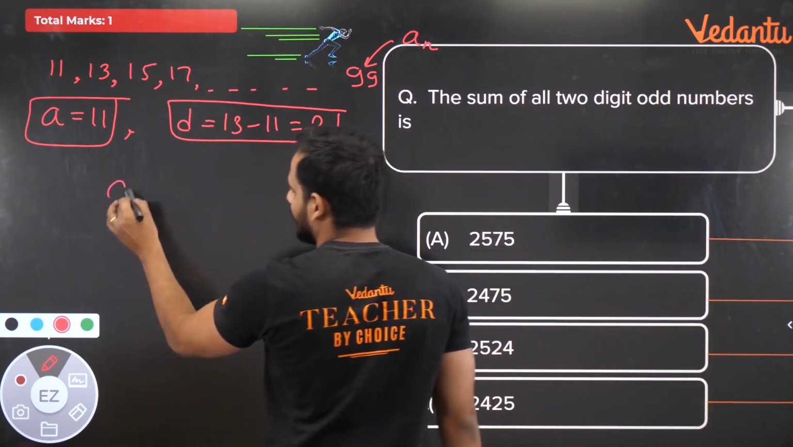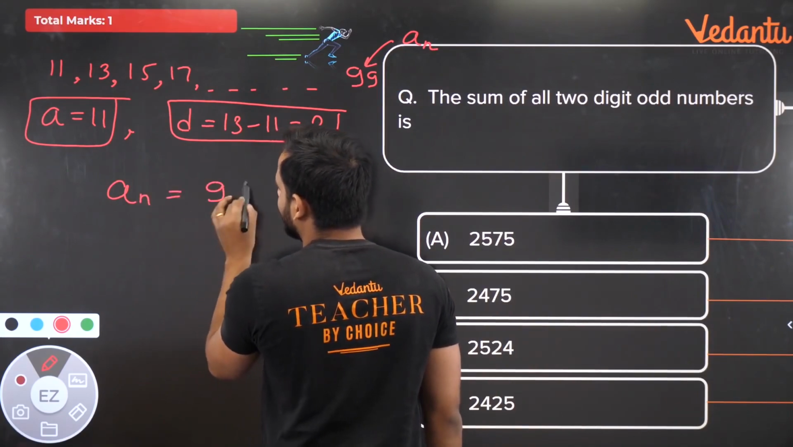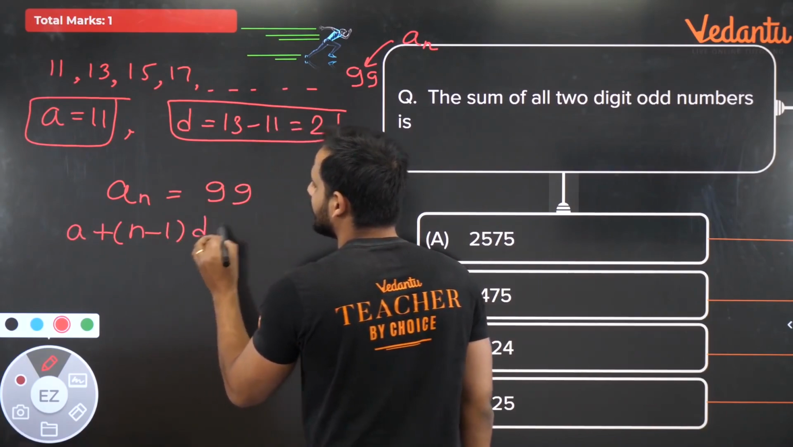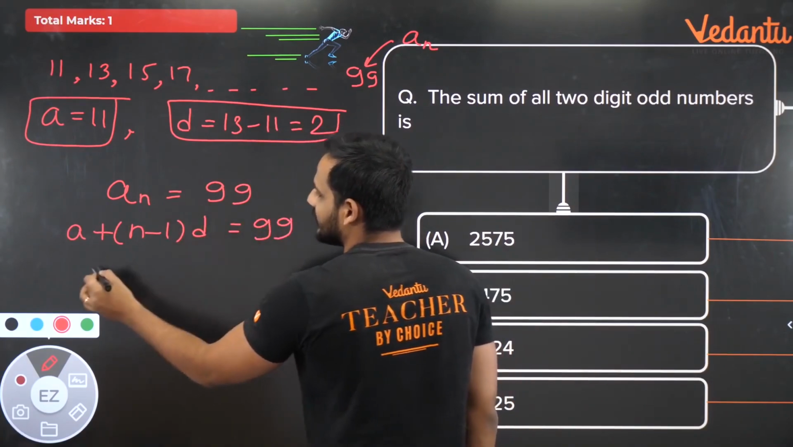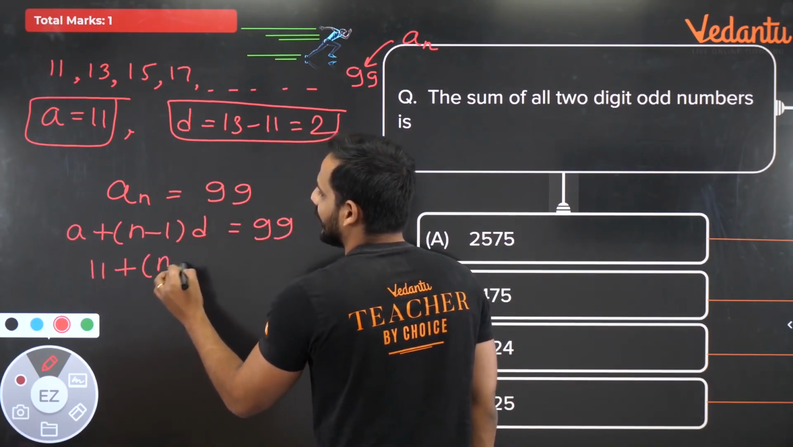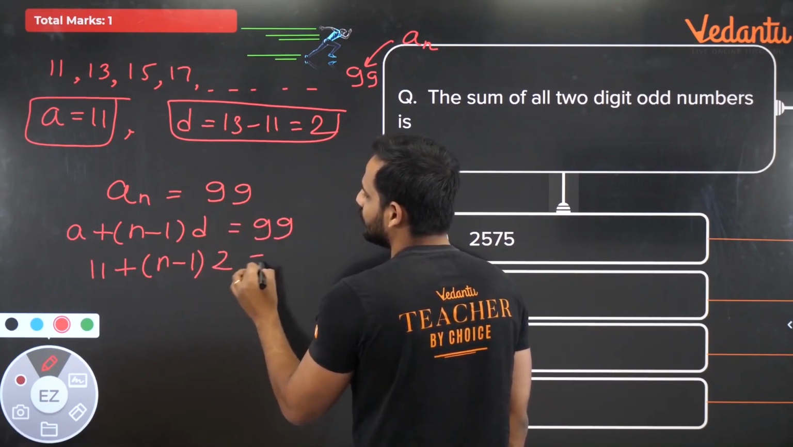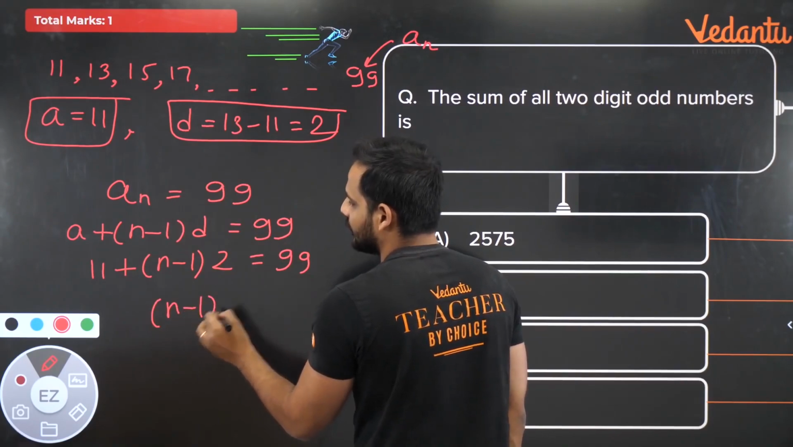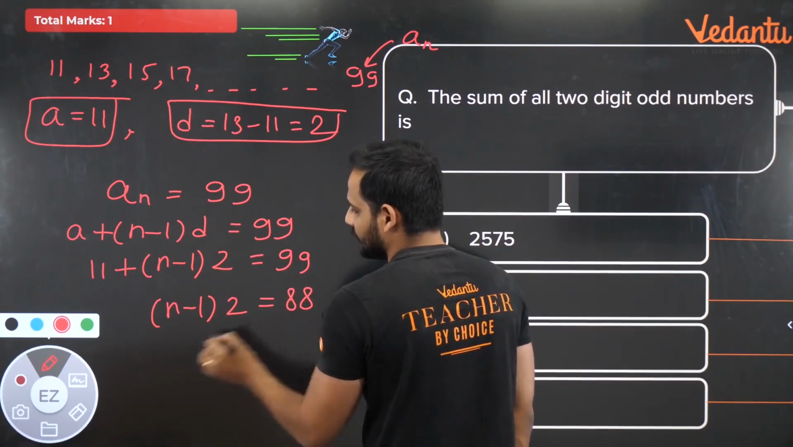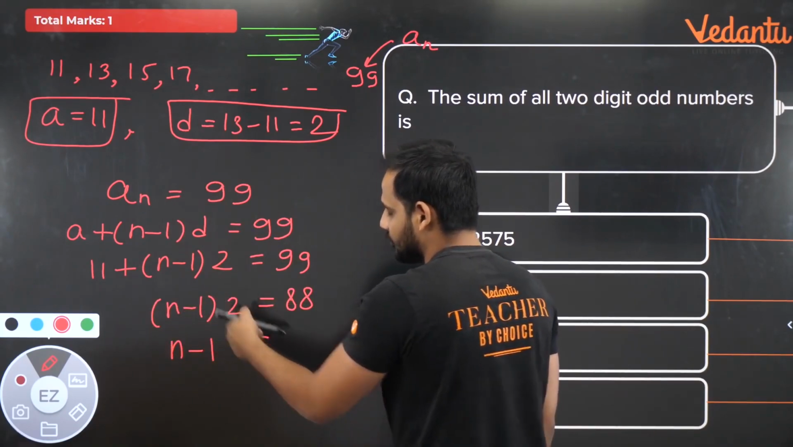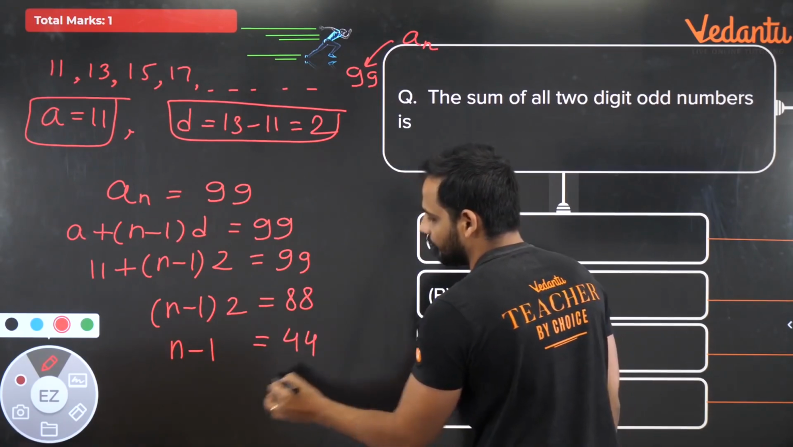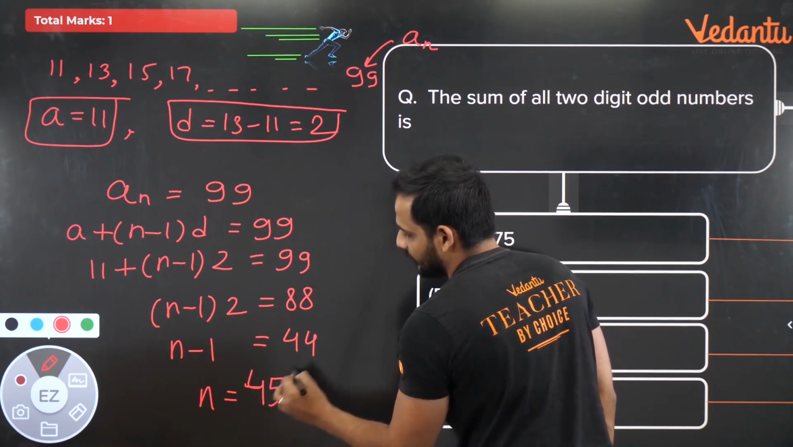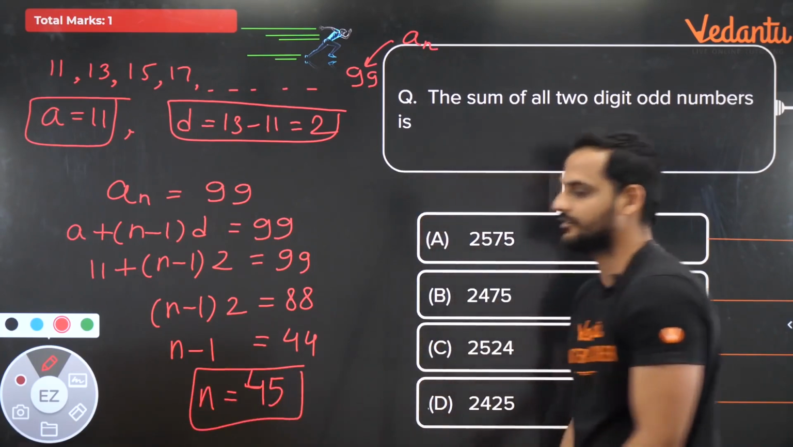So I know an is equal to 99, and an is equal to a plus n minus 1 into d, which is equal to 99. a is 11, so 11 plus n minus 1 into d, where d is 2, is equal to 99. Shift 11 there, you will get n minus 1 into 2 is equal to 88. So n minus 1 will be 88, 2 will go in division, which is equal to 44. So n is equal to 44 plus 1, which is 45. So there are a total of 45 terms.